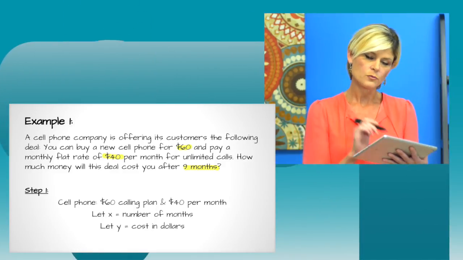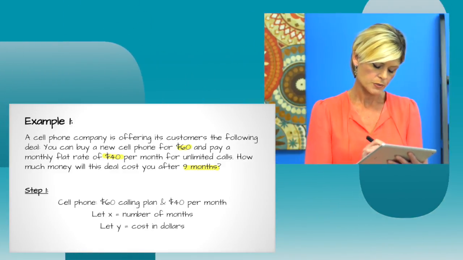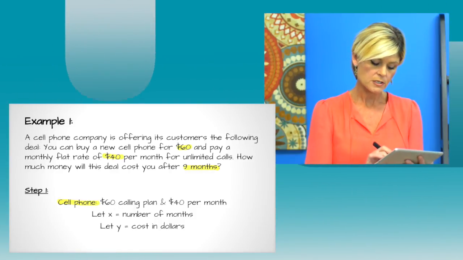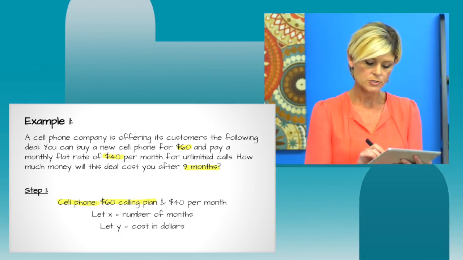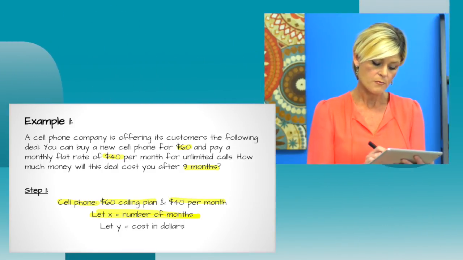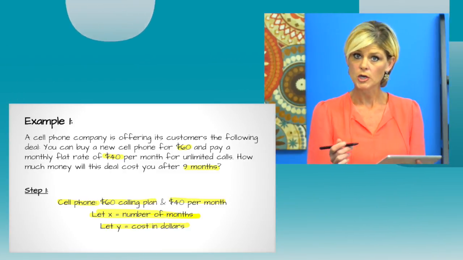So in step 1, we're going to write down what we know and assign some variables. We know that the cell phone altogether will be the $60 for the phone plus an additional $40 per month. We're going to let X equal the number of months and Y equal the cost in dollars.